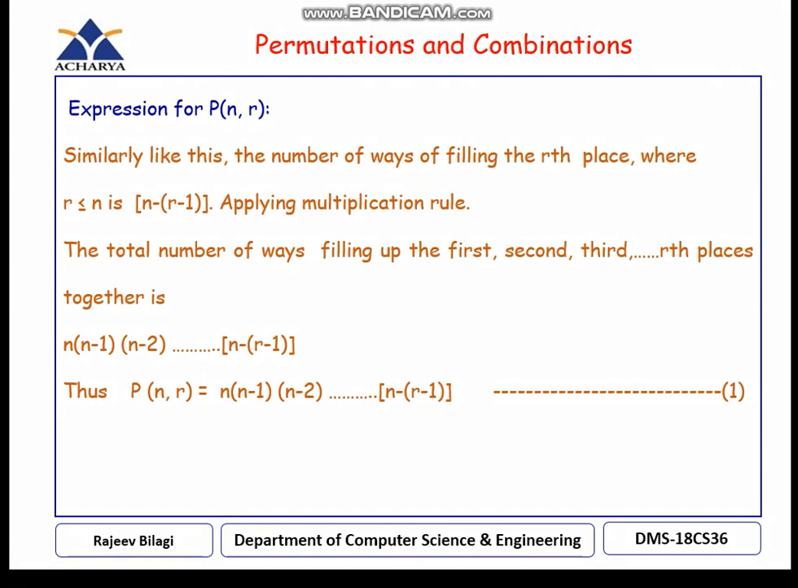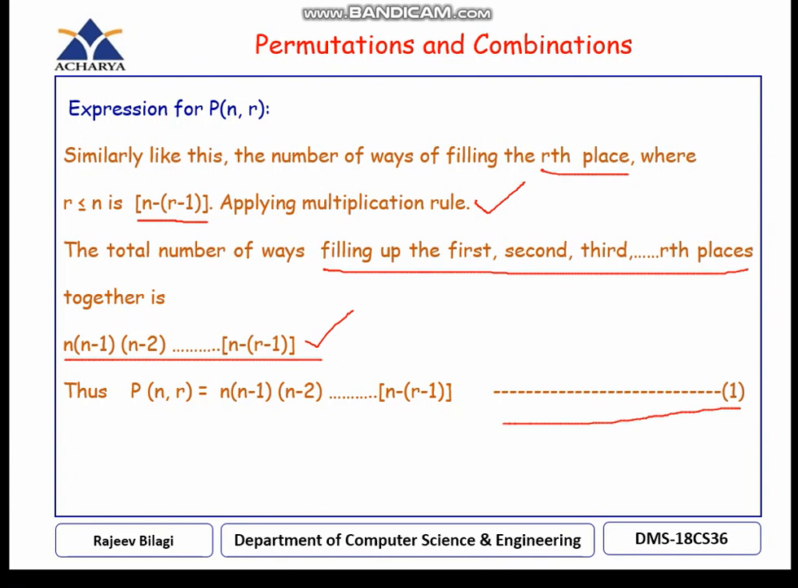Similarly, you can have the rth place, which is filled in n minus (r minus 1) ways. Now I will apply the multiplication rule. The total number of ways of filling up the first, second, third up to the rth place will be n into (n minus 1), (n minus 2) up to (n minus r plus 1). I will call this equation 1.